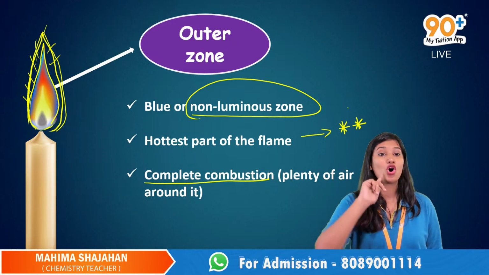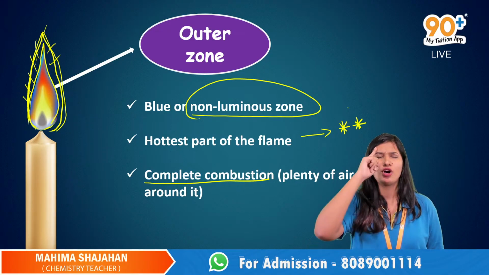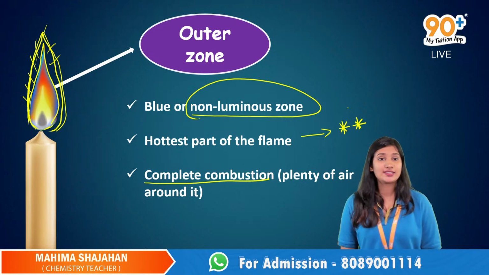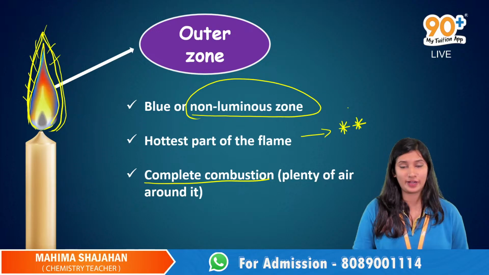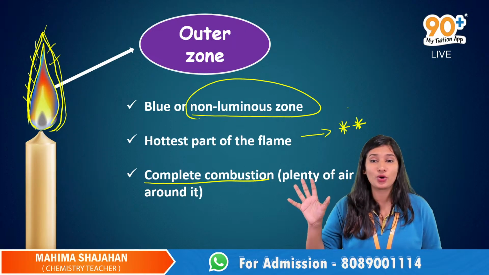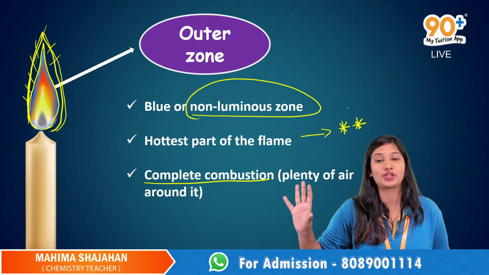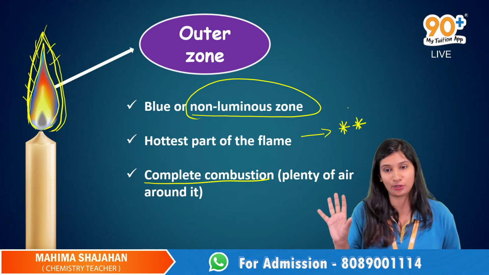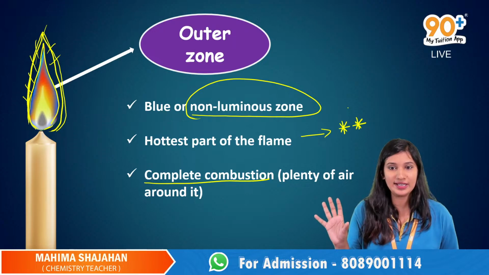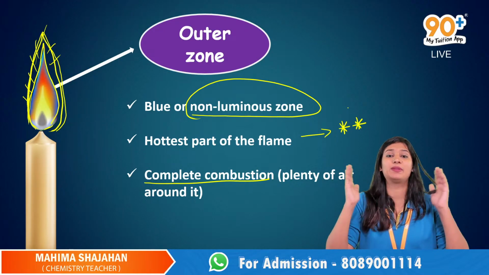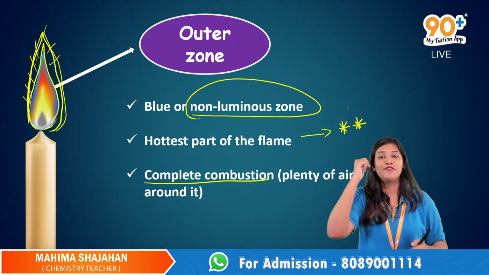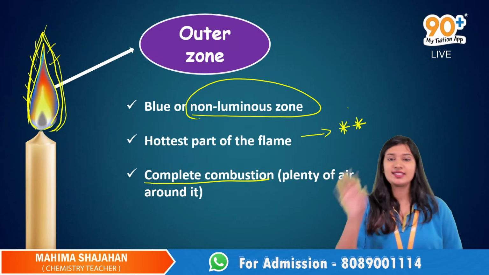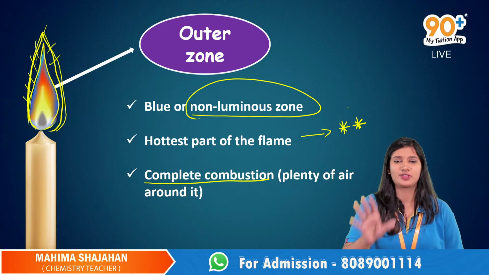Okay, and the most important point, it is the hottest part of the flame. In the outer zone, complete combustion of the fuel will take place. Okay, complete combustion നടക്കും. Is it clear? Why? Because there is plenty of air around it. Now you can write these 3 points and study it now itself. ഇപ്പൊ തന്നെ പഠിച്ചു നോക്കൂ.